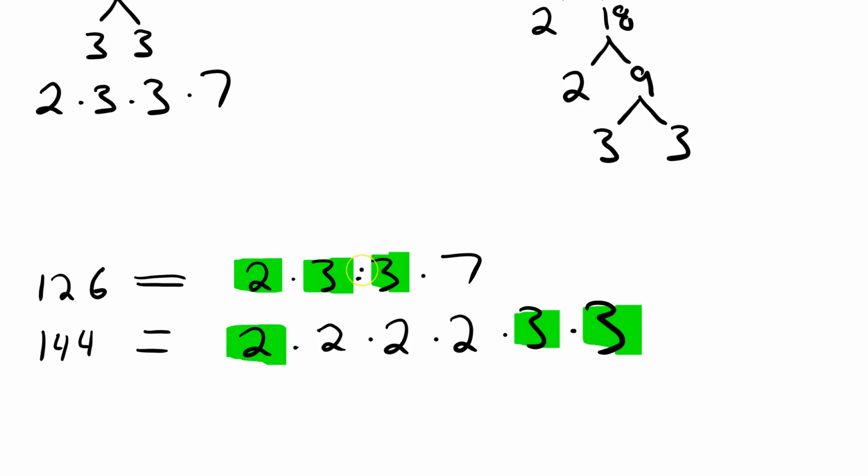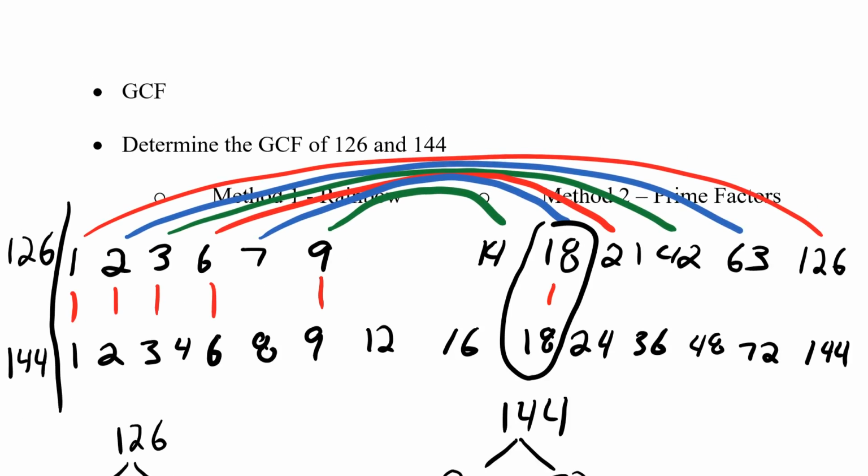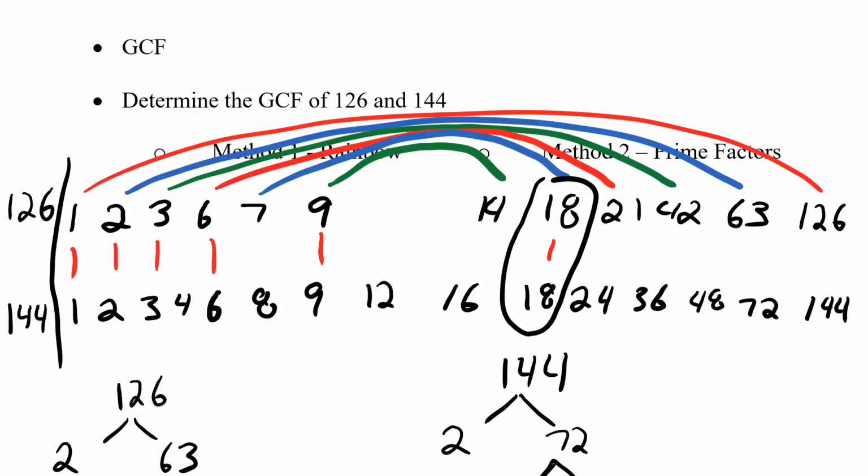So now I take my common factors and I write them down a single time. So 2 times 3 times 3. 2, 3, and 3. And when I multiply 2 times 3 times 3, I do get 18. So using the prime factors method, I get an answer of 18. Using the rainbow method, I also get an answer of 18. So again, both work. Which one do you find works the best for you?